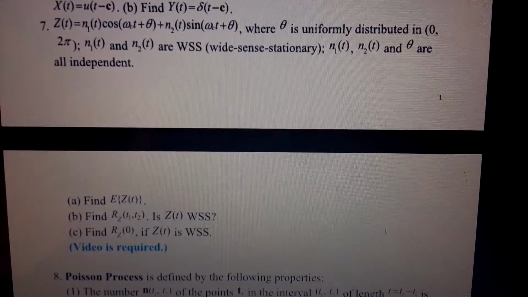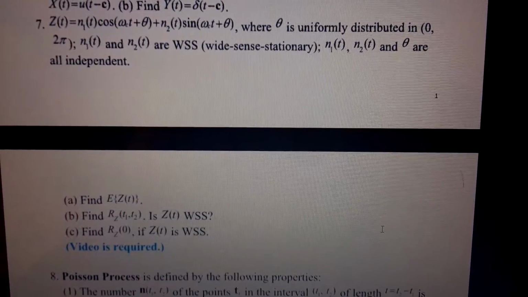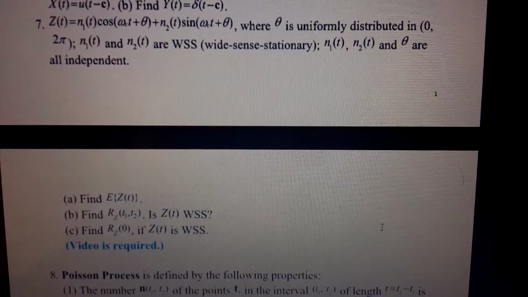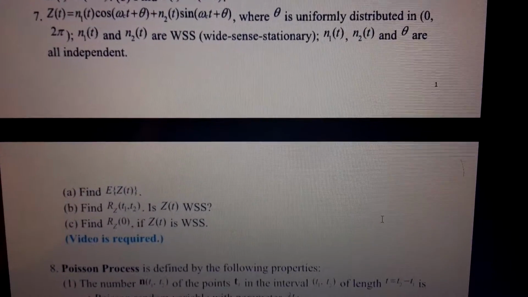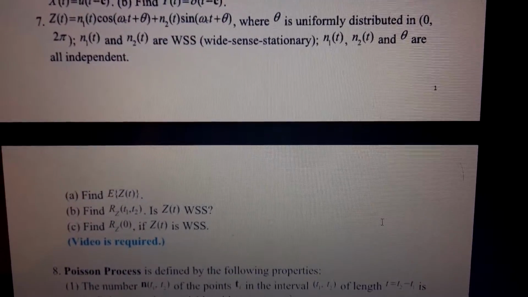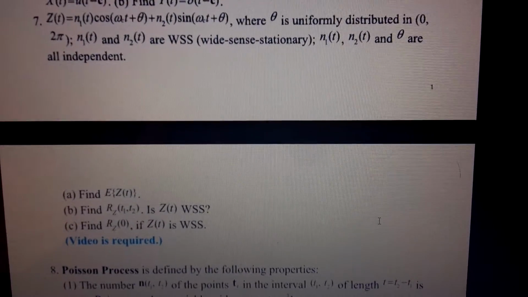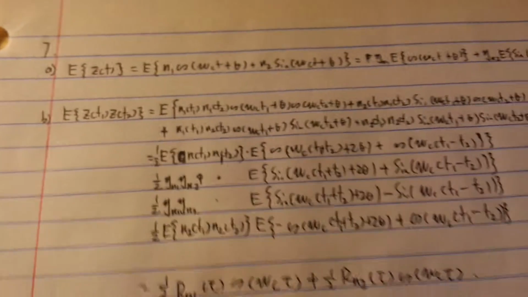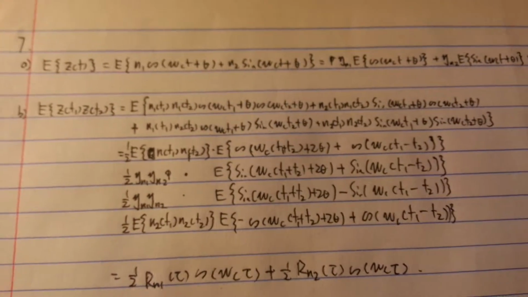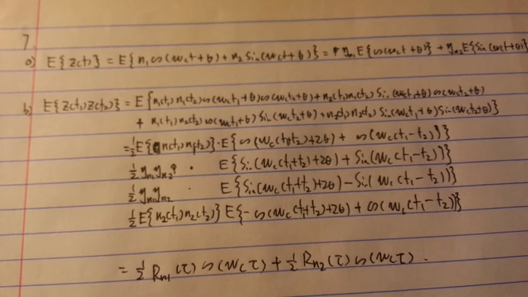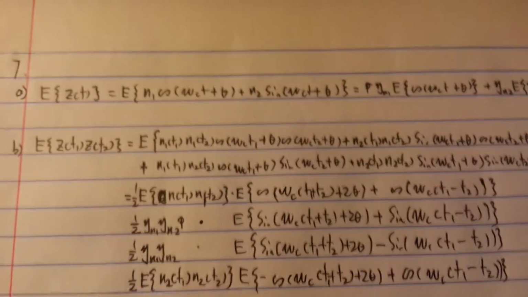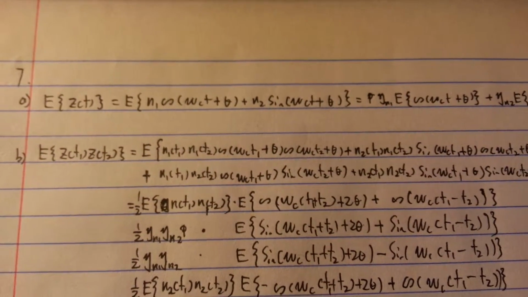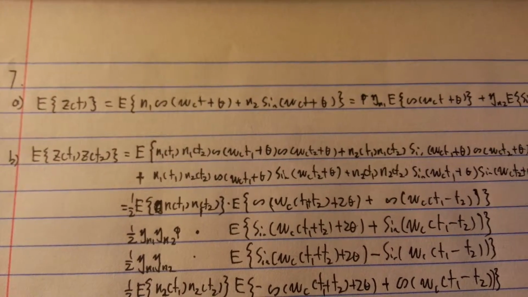So let us deal with these two problems. Both of these problems ask us to calculate the expectation and the autocorrelation function of a random process. So let us see what I have done. First, for problem 7, we need to calculate the expectation of z of t.